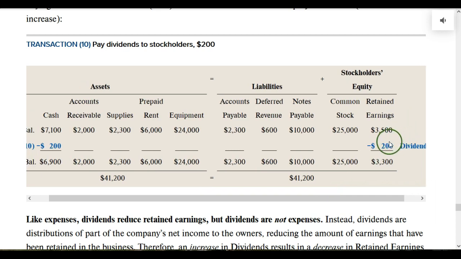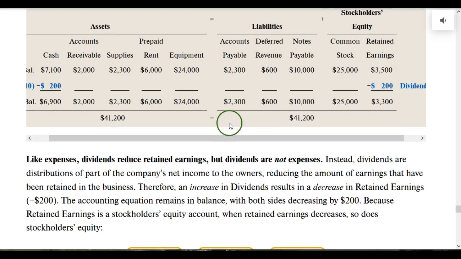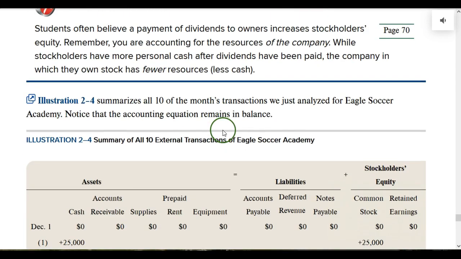So even though it looks like an expense, it acts like an expense under the retained earnings column here, but it will not show up in the income statement. It is not an expense. It's a return of some of the profits to the owners. So don't record this as an expense. All right, so those were the 10 transactions, and I think we're about done here.